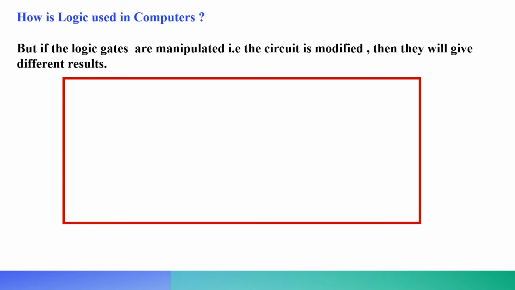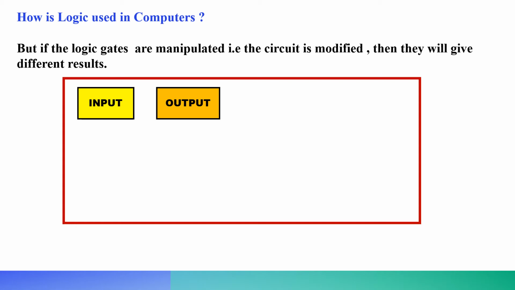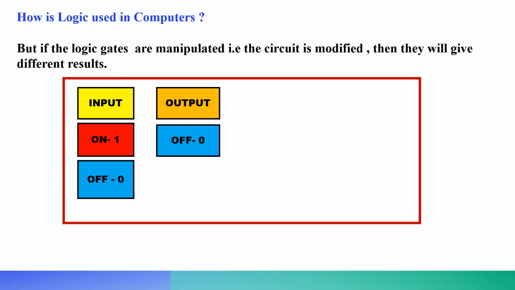Let us take the circuit where we have one input and one output. If in this circuit the signal given by the input is 1 and the circuit flips its output as 0, and if the signal given as input is 0 and the circuit flips its output as 1, then the signal that goes in as input is not the same as the signal that comes out as output. Such a circuit is called a NOT gate.